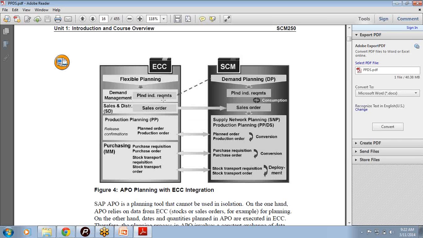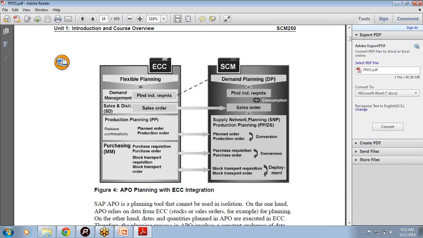So in ECC, we have got planned independent requirements. Planned independent requirements are nothing but the forecast. So what happens is we have got forecast and we have got sales orders. On the basis of forecast and the sales orders, we do our planning. So DP, that is demand planning, typically deals with sales orders and the forecasts.